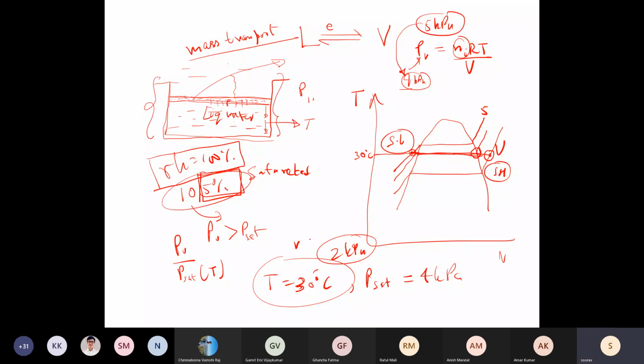So if you have any degree of unsaturation in air, the air will tend to pick up moisture from any source available. If you have any degree of supersaturation in air, then air will drop that additional moisture in the form of rain or dew. Any doubts, any questions that come to your mind right now?